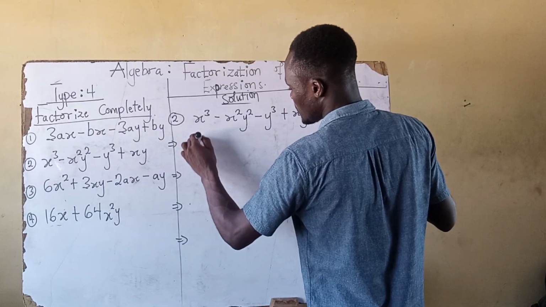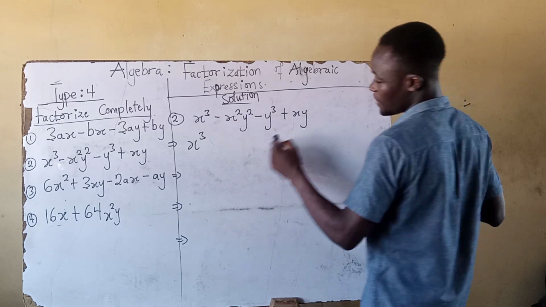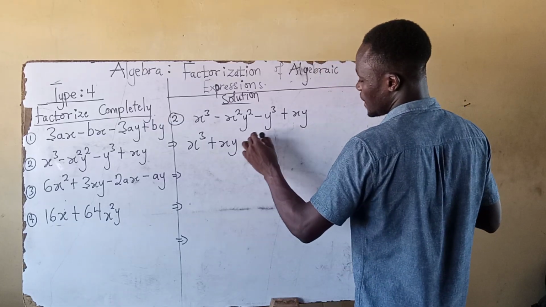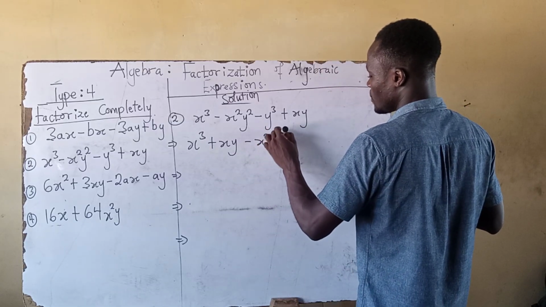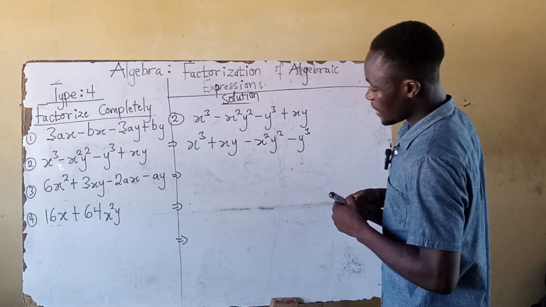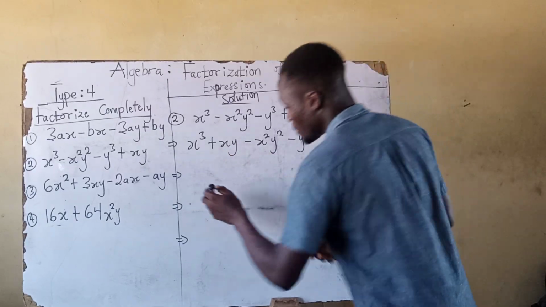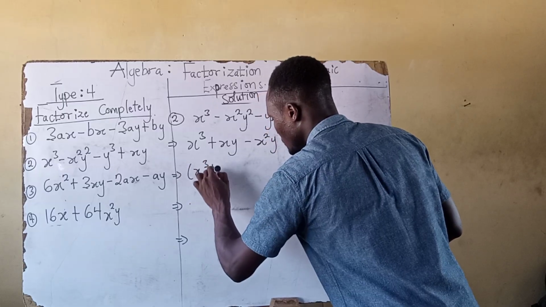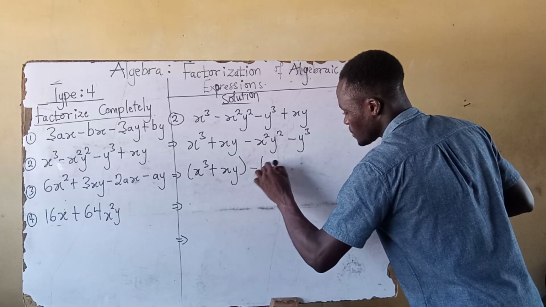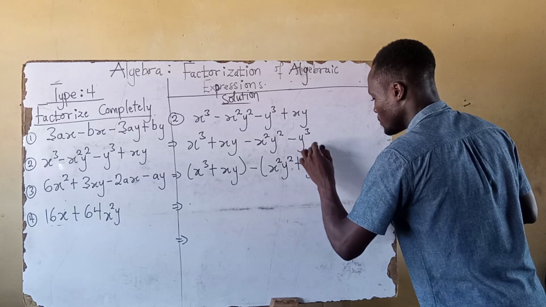So let me pick this as x cubed. Let me come and pick this one also, because they have something in common. So I have xy, then I have minus x squared y squared, then my minus y cubed. Let's check something here. x cubed and xy have something in common, so I can group them. So x cubed plus xy, then minus x squared y squared plus y cubed.